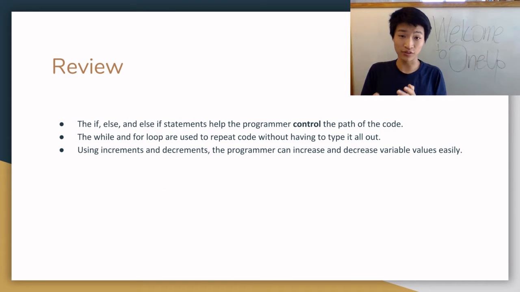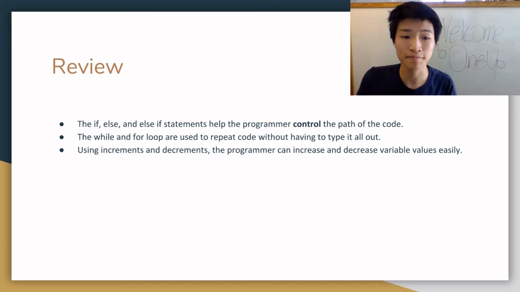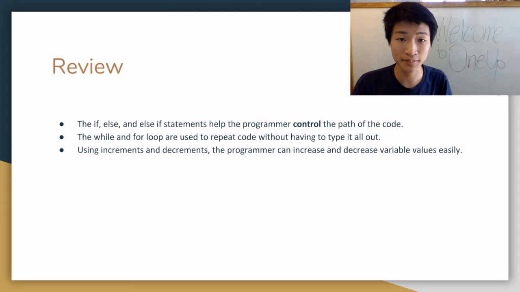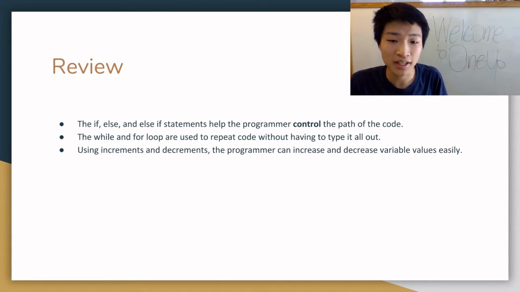So let's review. And I already threw a lot at you today. We have the if, else, and else-if statements. They help the programmer control the path of their code, where it moves into, depending on what's inside the parentheses. The while loop and for loop also take in true and false, or Boolean type variables, in order to repeat code without having to type it all out again. Now, using increments and decrements, the programmer can increase and decrease variables really easily in a short amount of text.